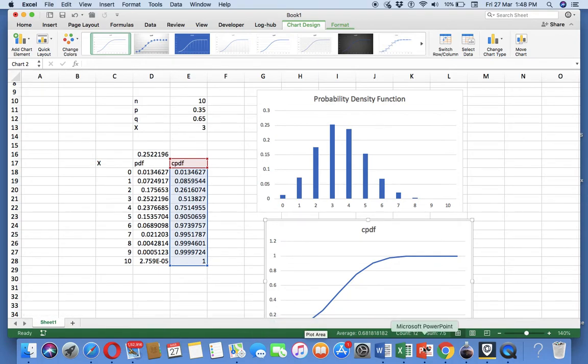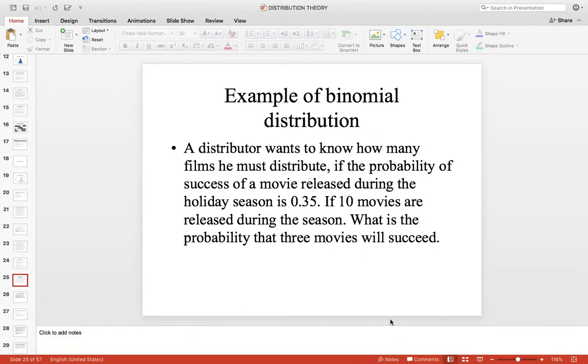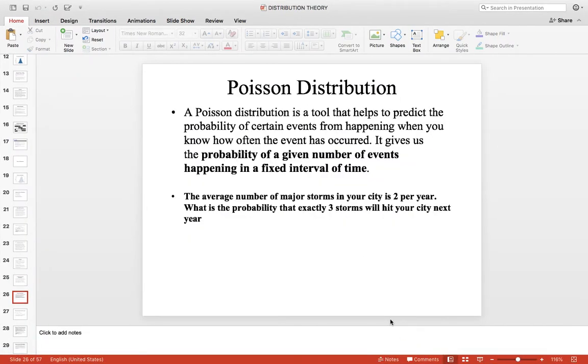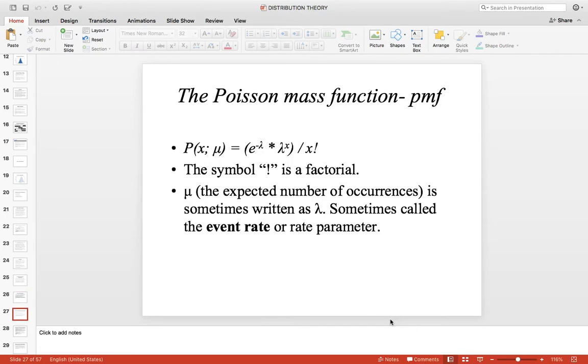Now we will move into the Poisson distribution. Take an example. Poisson distribution is a distribution of rare events where the mean and the variance are the same. The probability mass function of the Poisson distribution is given as e raised to the power of minus lambda, lambda raised to the power of x, divided by x factorial, where lambda is equal to the mean, and x is the event that we are trying to predict.